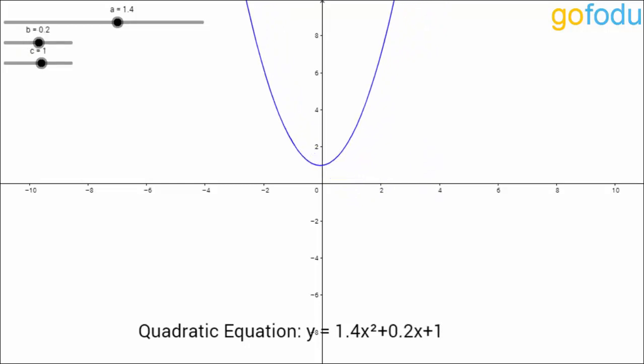Okay. So this is how the graph of a quadratic equation changes on changing a, b and c. Just wanted to give you an idea.